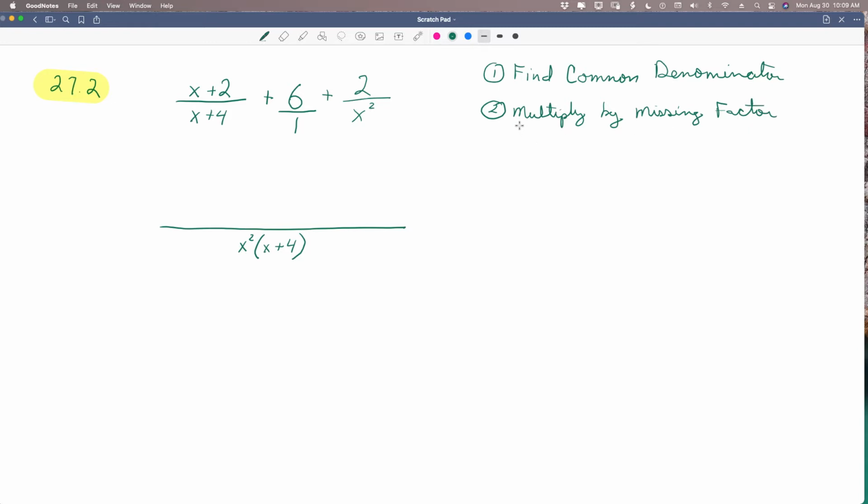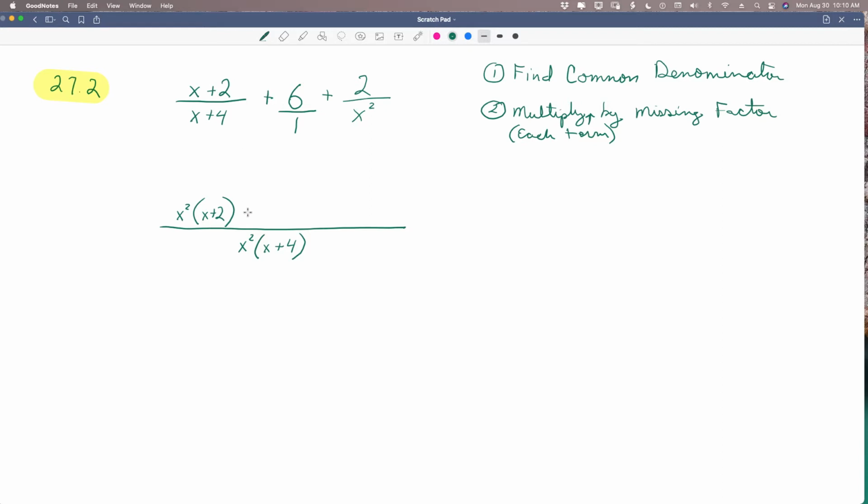And that's going to be for each term. Okay? So that goes right here. Multiply each term by the missing factor. So what we'll do for x plus 2 is we'll multiply it by the missing factor. Well, x squared times x plus 4. We have x plus 4. We don't have x squared. So let's multiply x squared times x plus 2. So there's our first term completed.